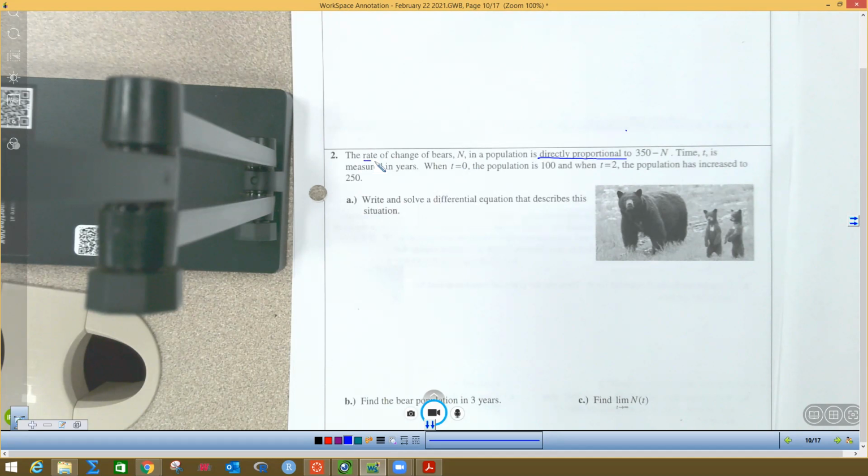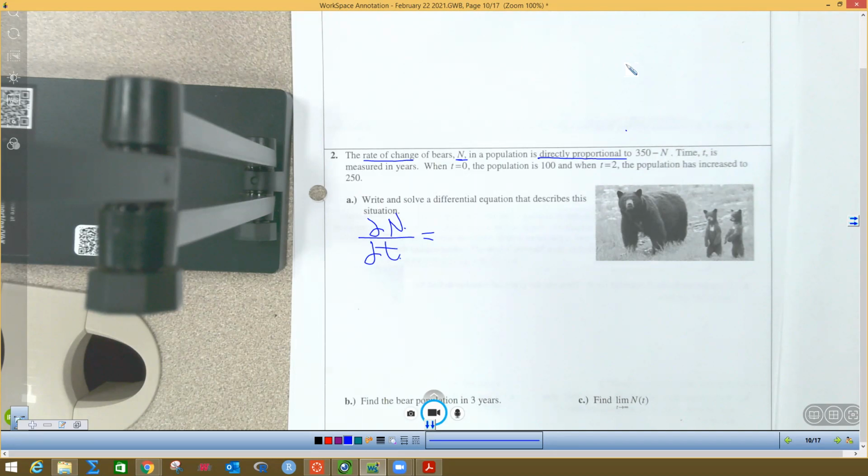That's right, because this says rate of change of n. That means rate of change, it's a derivative, a slope. So that's right, this is going to be dn/dt. So the rate of change of the bear population with respect to time is going to be directly proportional to 350 minus n. Now, what does the directly proportional part mean?